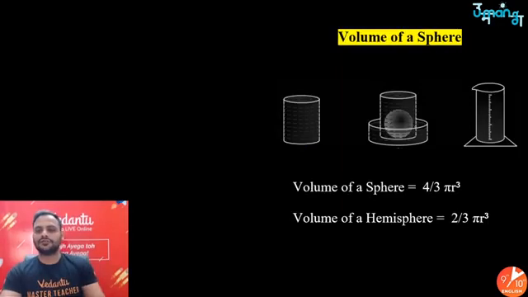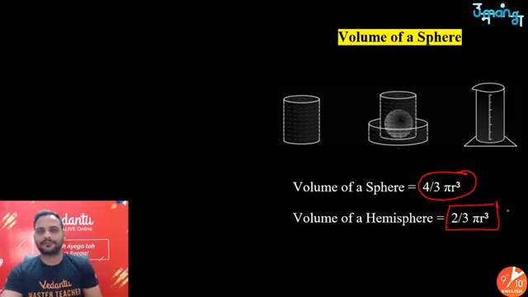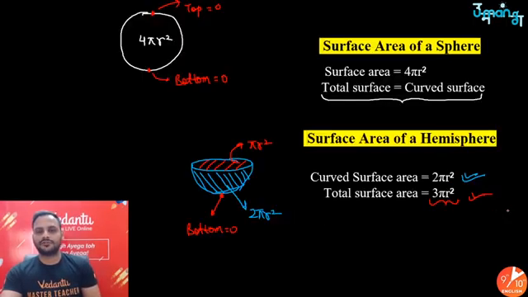And after that, volume. The volume of a sphere is 4 by 3 pi r cube, and the volume of a hemisphere is half of it because we are cutting it into equal parts. So 2 by 3 pi r cube. Alright. These are all your formulas.